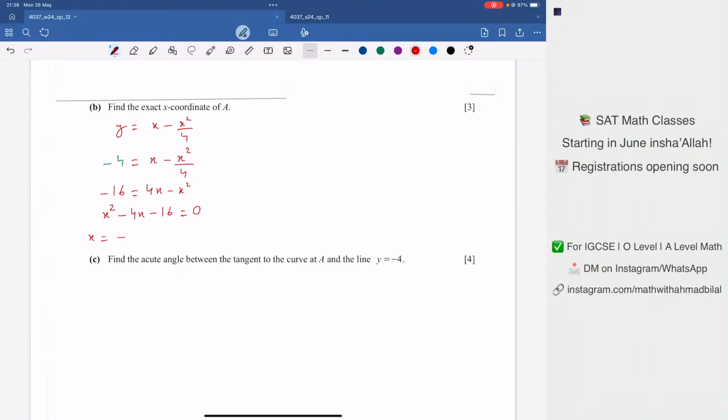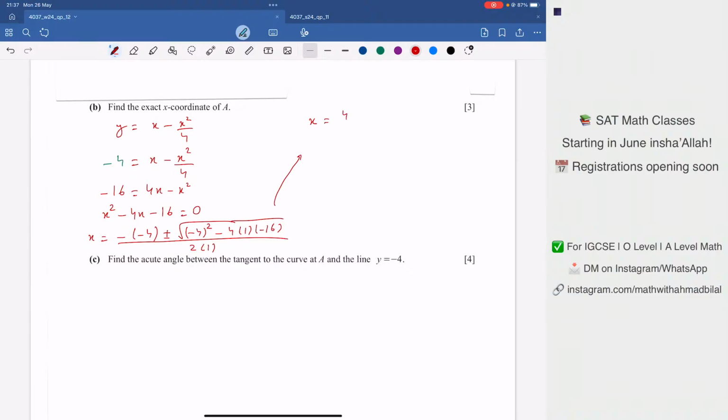We could say x equals minus b, that's minus into minus 4, plus minus the square root of minus 4 whole squared minus 4 into 1 into minus 16, divided by 2 times 1. And we can see what that turns out to be. Now whenever they want exact answers, we need to make sure that we show complete working. Okay, working is important. You cannot just put this on your calculator directly and write down the answer. That's not acceptable. Whenever they want exact answers, you need to make sure that you show complete working.